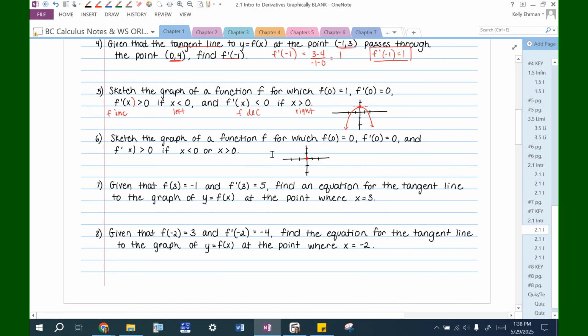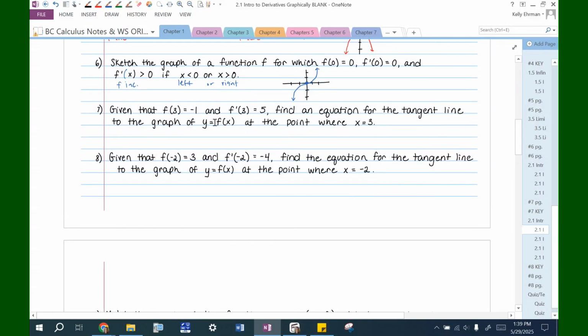Sketch the graph of a function for which f of 0 equals 0. Plot that if you don't have it on there. F prime of 0 equals 0. Kind of dot that in. F prime of x is greater than 0, so f is increasing to the left, and f is increasing to the right. So we have to go increasing, 0, increasing. That's kind of like a little cubic curve or something, right? Because you want your slopes to be getting more shallow to 0 right here, and then they get positive again, more positive.